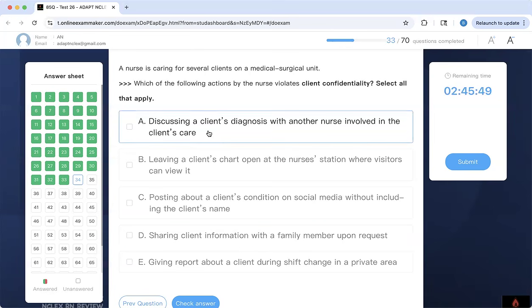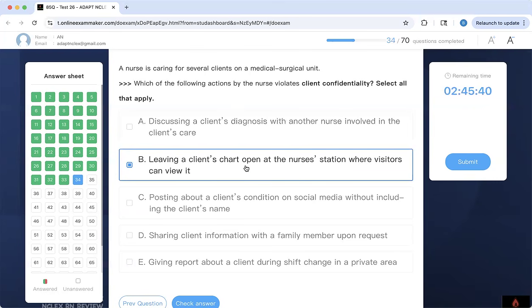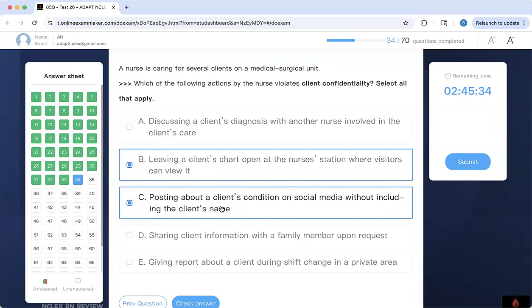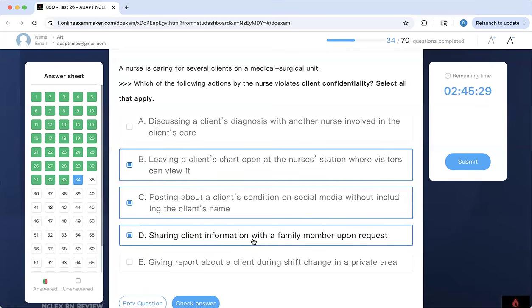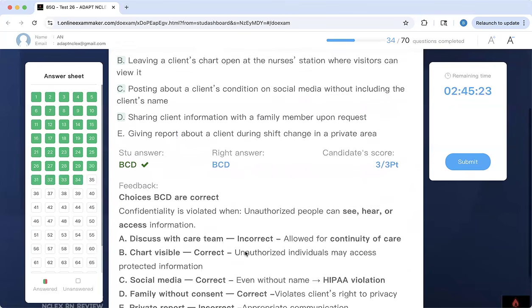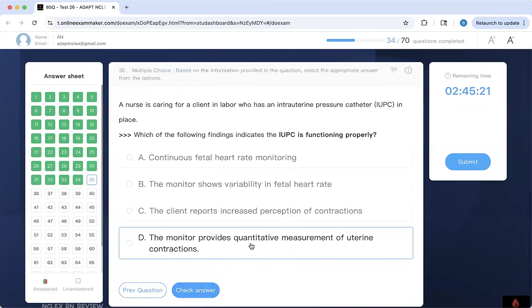Pick those that you're 100% confident about. But I can tell you, discussing the client's condition with another nurse involved in the care is right. Leaving the chart in an open place where anybody can see it is wrong. Posting on social media, even if you don't include their name, is wrong. Sharing information with the client's family upon their request is also wrong. If you give a report in a private area to the nurse, it's okay. So those are violations.